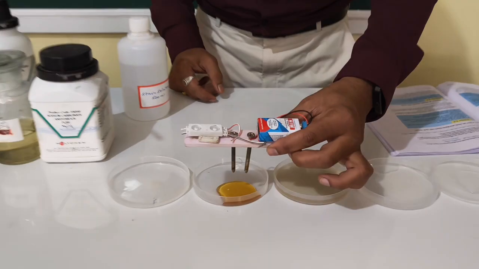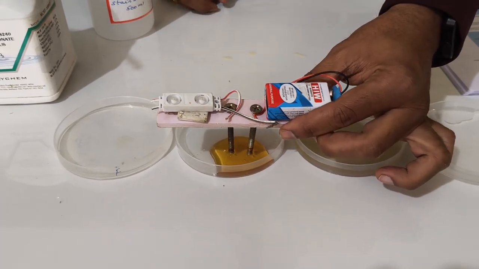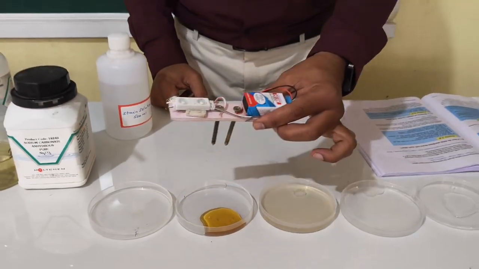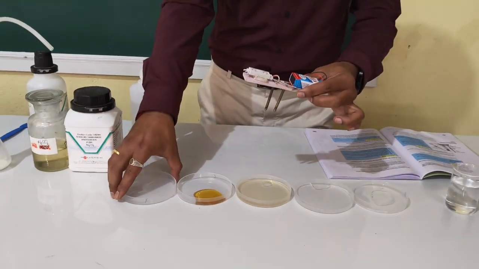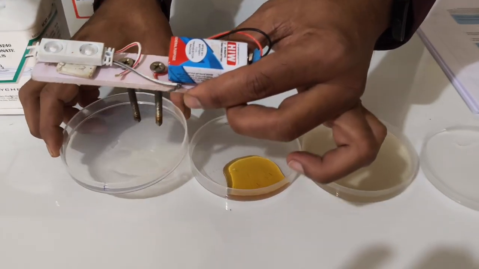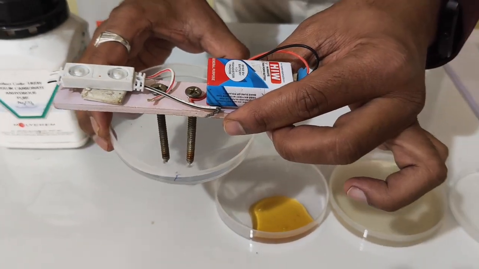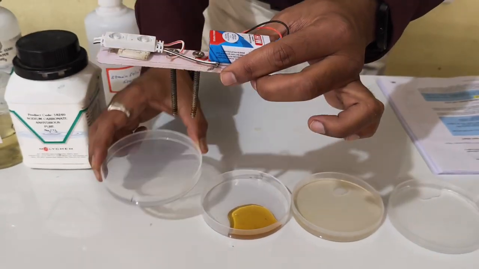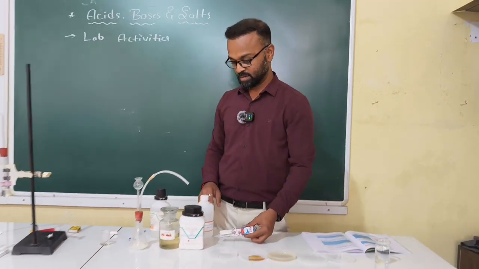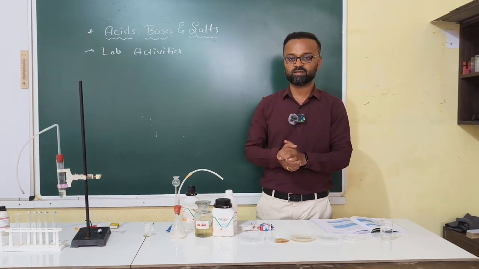So when I dip these electrodes inside the sugar solution, you can see there is no glow of the bulb. That shows that sugar is not a good electrolyte. Similarly, I have taken the spirit over here. Okay, so I am trying to dip inside the alcohol. As I said, alcohols are not good conductors of electricity. You can see there is no flow of current as the bulb is not glowing. So these all are the activities which are given in the acids, bases and salts chapter.